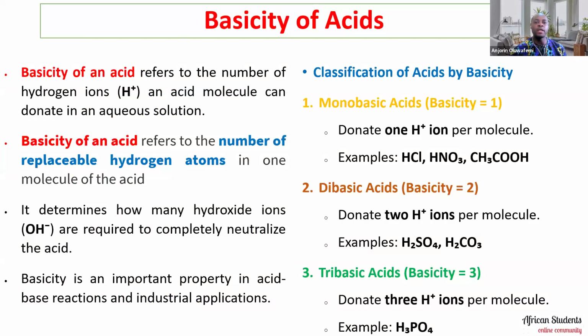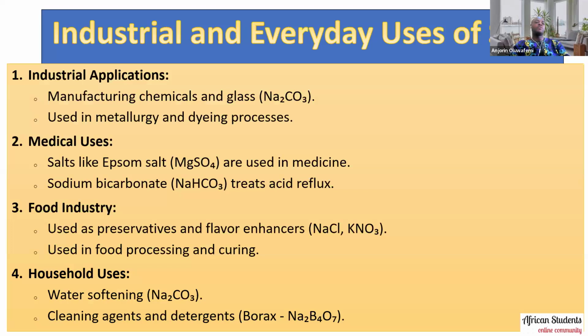Right. So we want to look at the basicity of acids now. But before we jump into basicity of acids, don't forget what we have touched on so far. We have looked at acids. We have defined what an acid is. We have also looked at the properties of acids, physical and chemical properties, and their uses. We've also looked at bases. We've defined what a base is. We've equally looked at the physical and chemical properties of bases, and we've also touched on their uses.